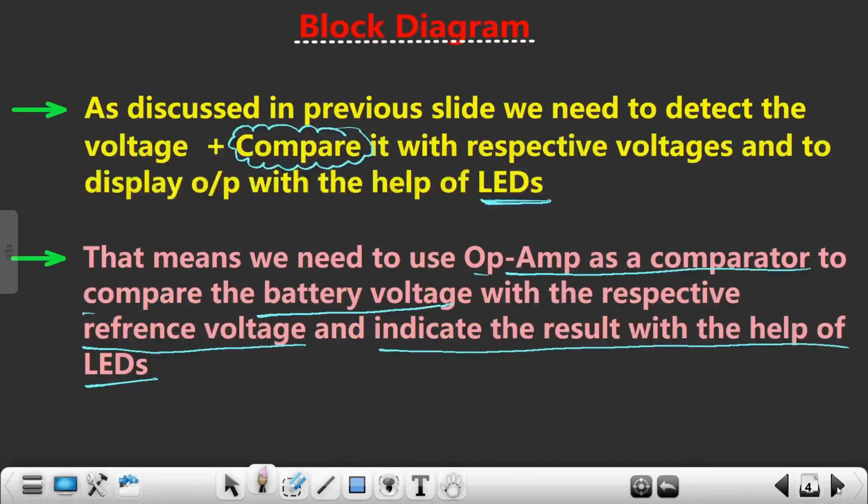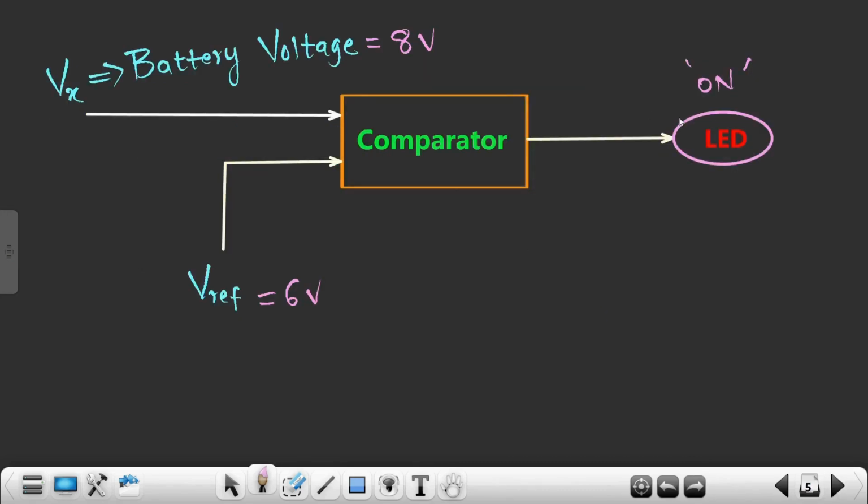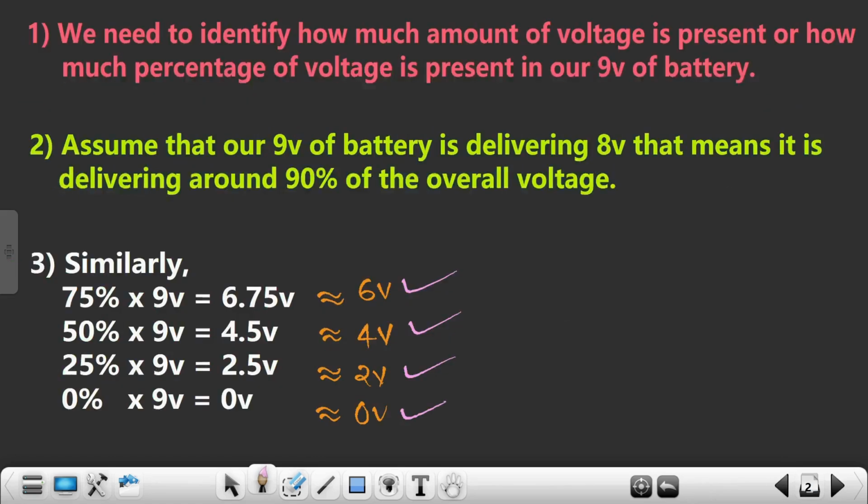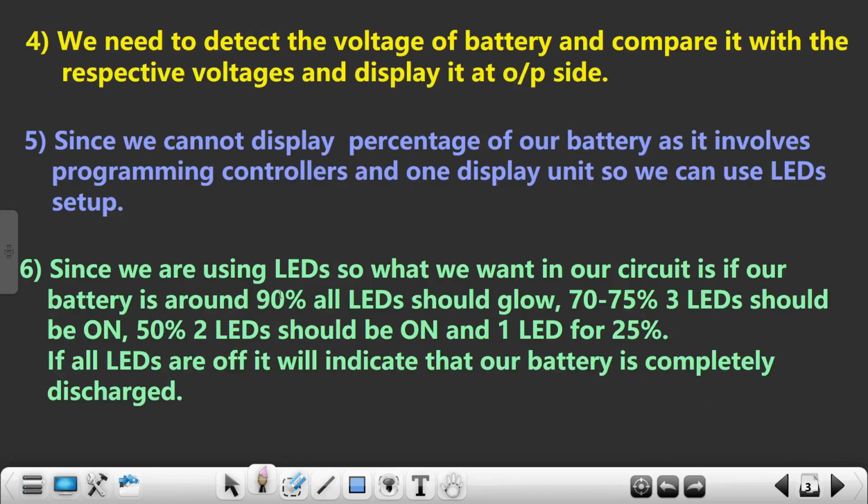As of now, just for explanation purpose, I have taken one LED and one comparator. When I say that we will be requiring 4 LEDs to display this particular result, right, to compare these results and to display the output in the form of LEDs, I had clearly mentioned that we will be using 4 LEDs. That means we will be using 4 comparators to design our project, okay.